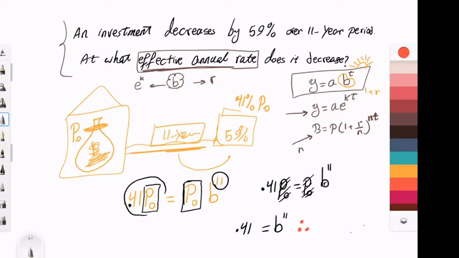You have to take the 11th root from both sides. Very nice. So we need to get rid of this 11. In order to get rid of that, we're going to make it exponent 1 over 11, or the 11th root of the other side. But we leave it as 1 over 11. So we got B, the growth rate, equal to 0.41 to the exponent 1 over 11. What do we get if we do this?